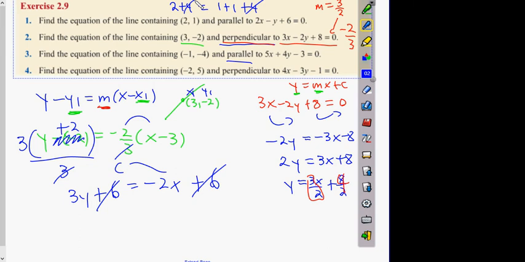But if it was like minus on both sides, then it'd be the same thing.